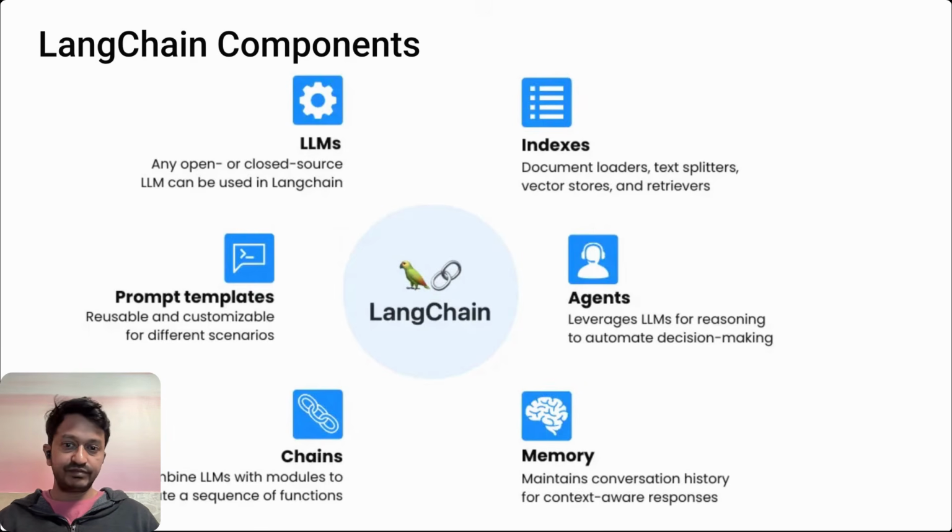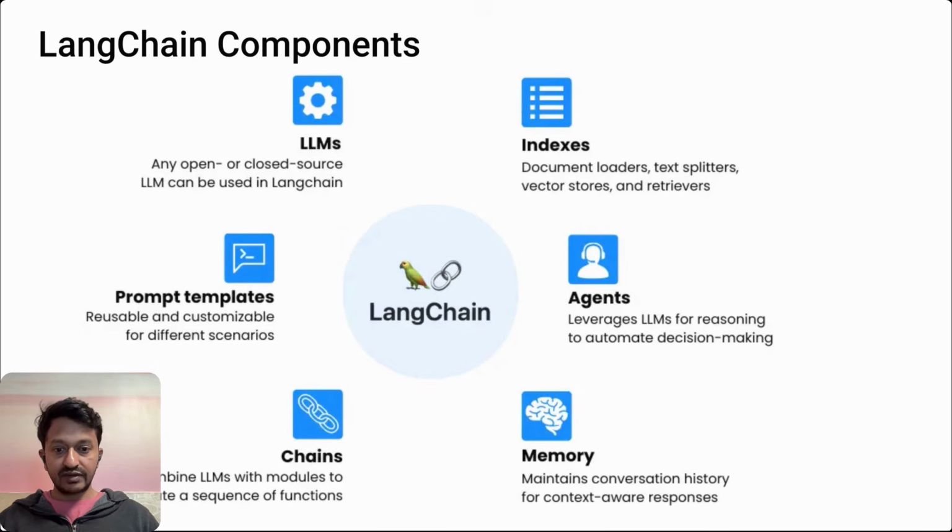There are many open source and closed source LLMs that you can use while building AI applications using LangChain. And there are indexes, like to load documents, text splitters, and a lot of vector database connections. You can choose any vector database that you want, and retrievers. And also agents, which leverage LLMs for reasoning to automate decision making. You can basically build agentic applications and agentic workflows.